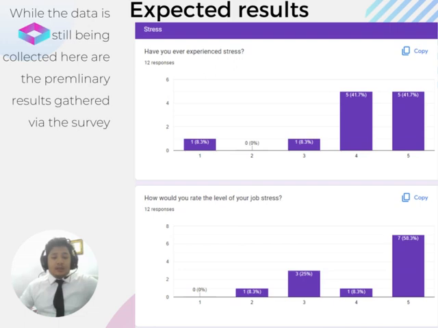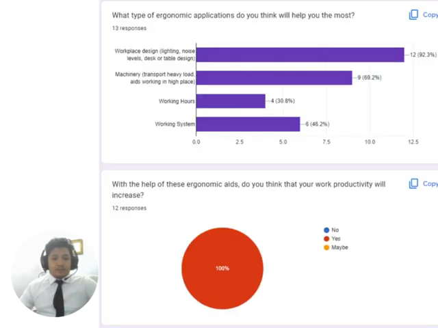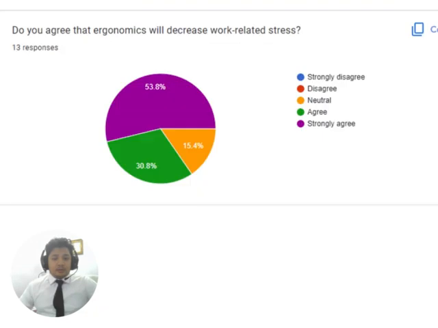Here are some of the expected results. While the data is still being collected, there are preliminary results gathered via the survey. So from the results that have just been shown, we can make a small conclusion that ergonomic design also plays a part in work-related stress. It is also one of the reasons why work-related stress is ever increasing nowadays among workers.